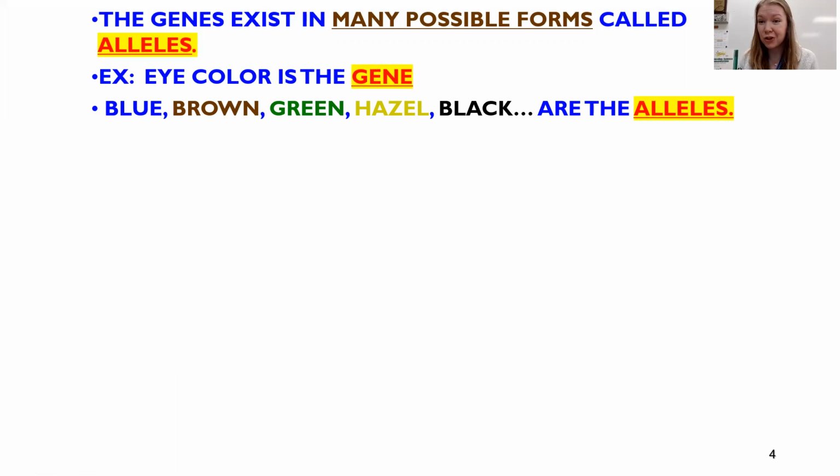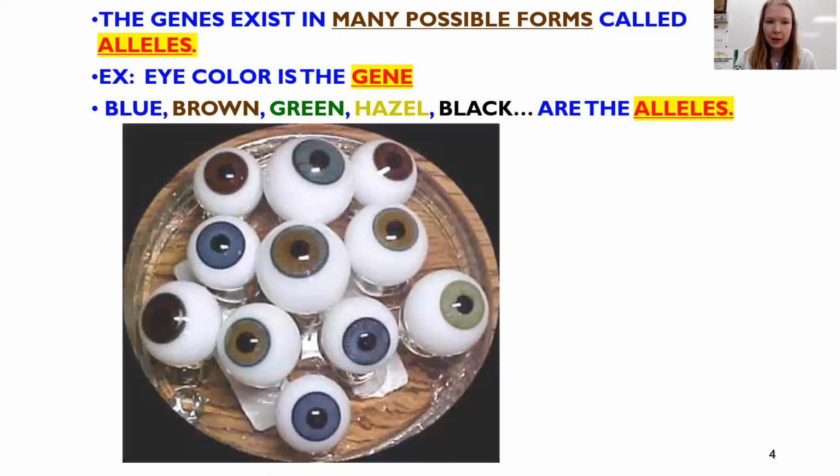So I like to think of genes as the category, and the alleles are the options within that category. You could also think of a gene as a style, like skinny jeans, and then you could get that same style of skinny jean in multiple colors. And so you can have that for your eyes. This is also the same thing for hair color, skin tone, etc.